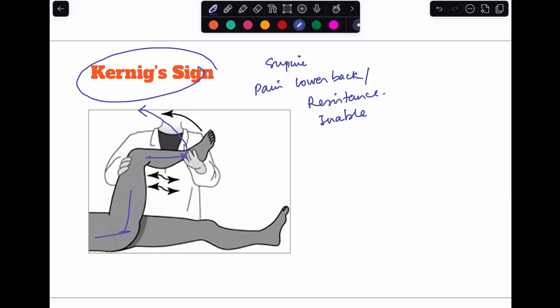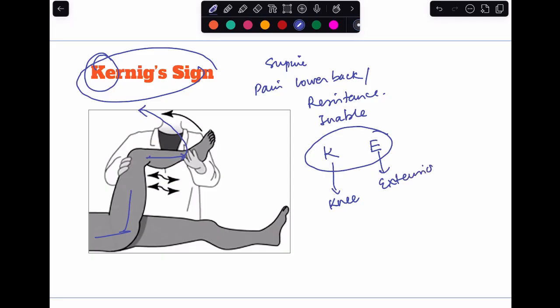And there's another sign that comes along with this, and that is the Brudzinski sign. Before we go there, I'd like to talk about a simple mnemonic to remember this. How do we remember what we see in Kernig sign? We'll remember the two letters K and E, from Kernig sign. K is for knee and E is for extension. So in Kernig sign, knee extension is painful.